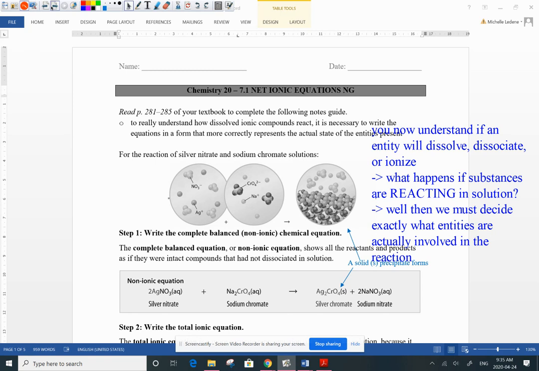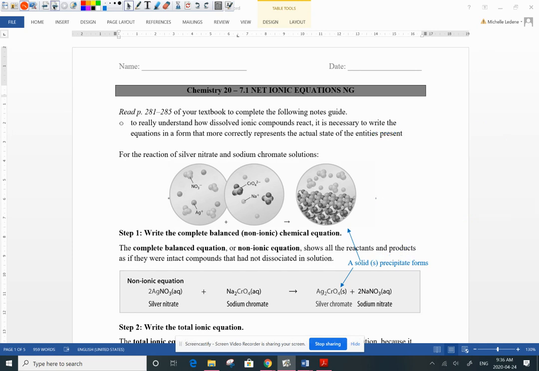But now, what happens if these substances, these entities, are now reacting in solution? So we have to decide what entities are actually involved in the reaction. We don't care about any of the entities, the substances, that are not reacting. We're only concerned about the net, the overall reaction. And so that's what we're going to learn about here, these net ionic equations.